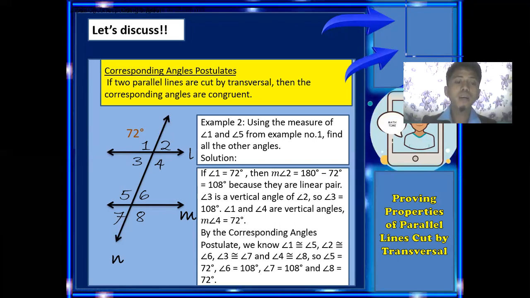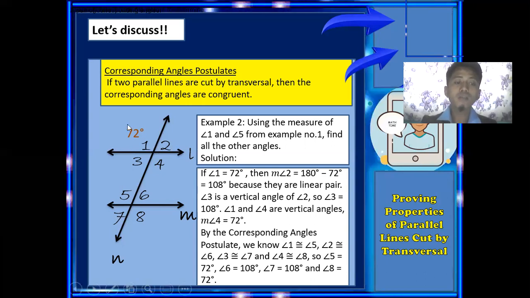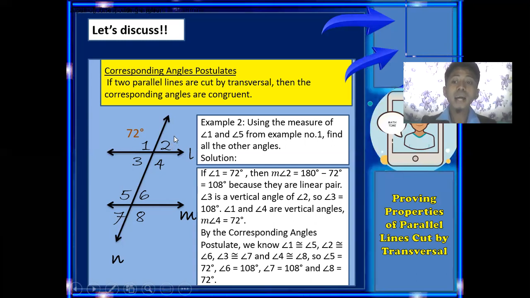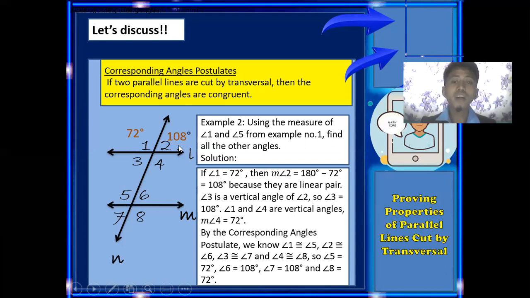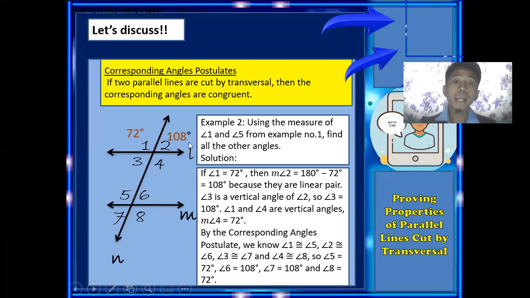So what do you mean by supplementary angle? Supplementary angle, the sum of the supplementary angles is always 180 degrees. So if this is 72 degrees, how many more do you need in angle 2 to have 180 degrees in total? And that is 108 degrees. Therefore, the measurement of angle 2 is 108 degrees.